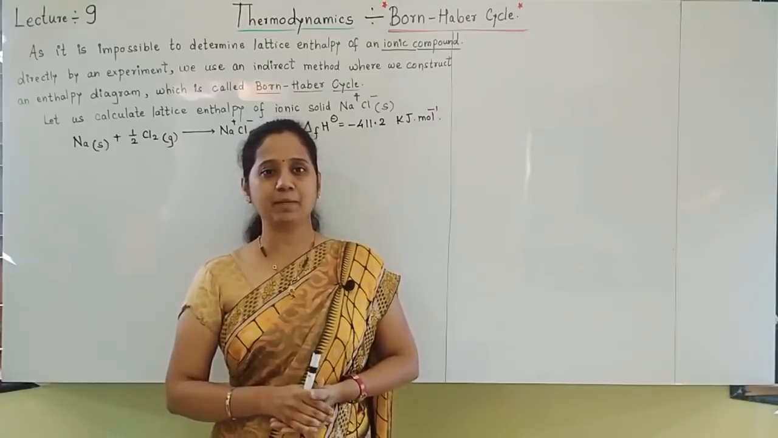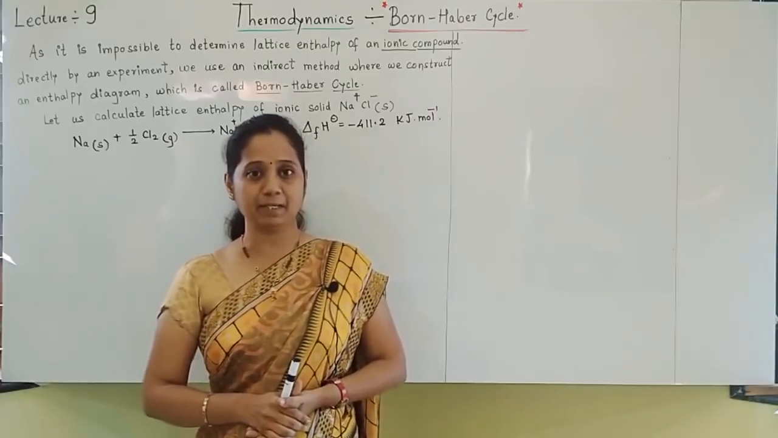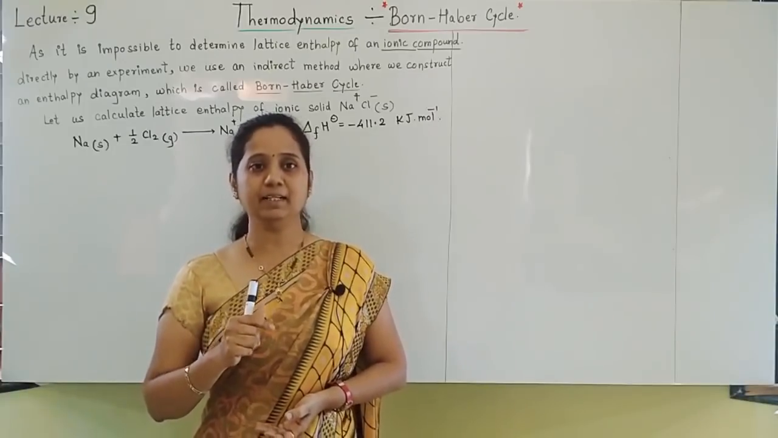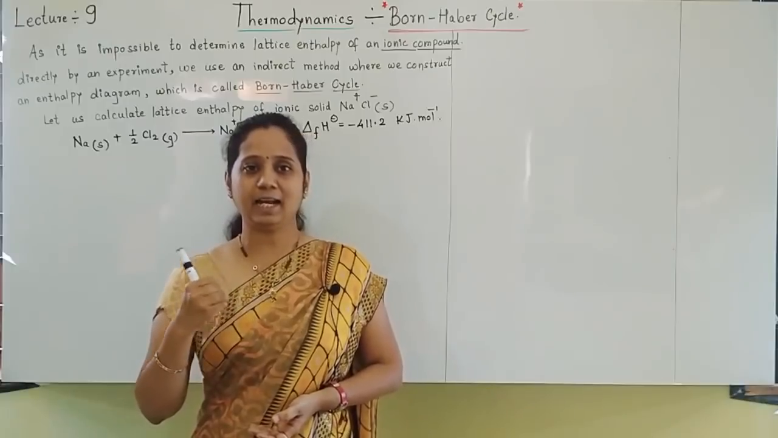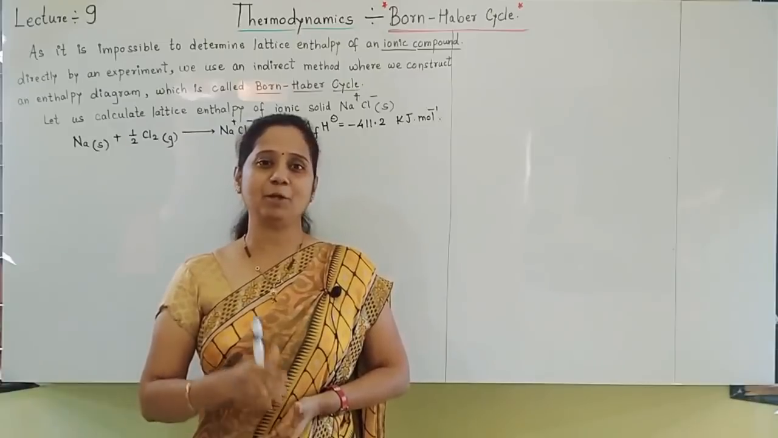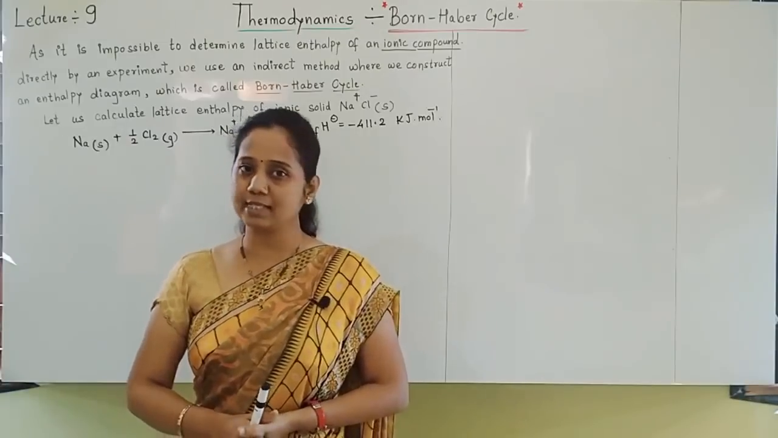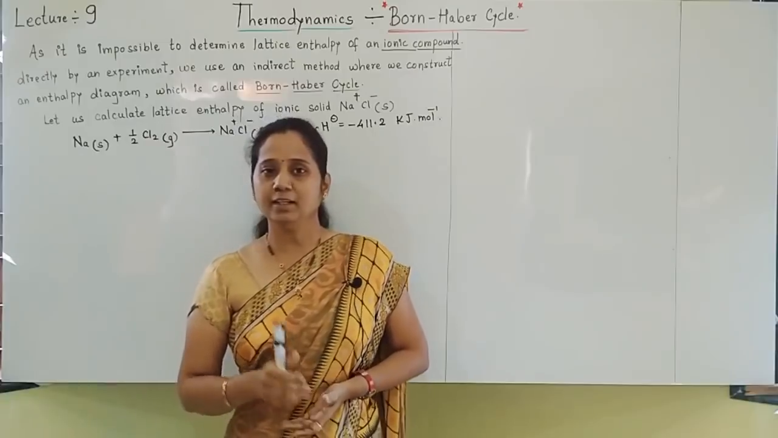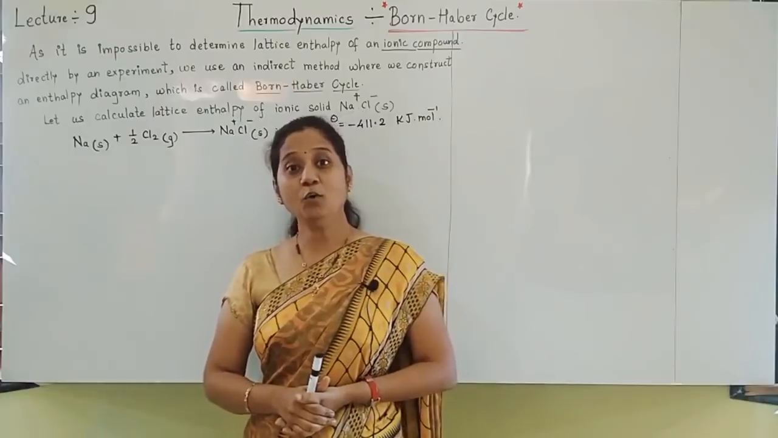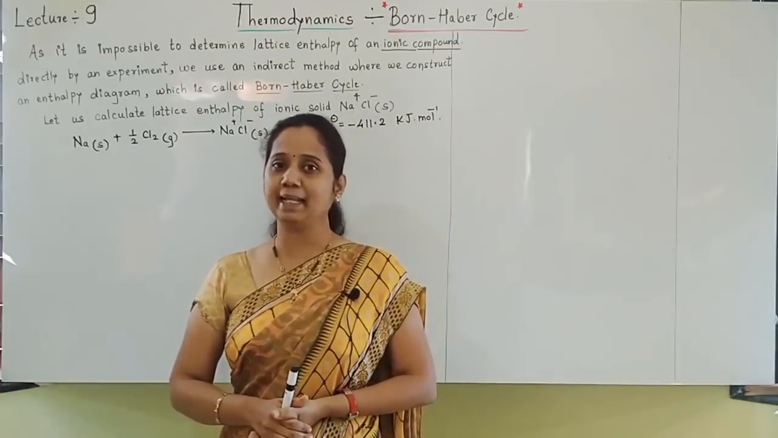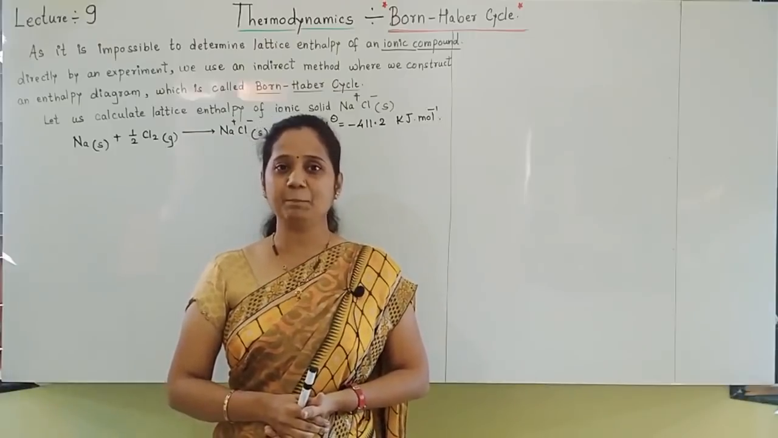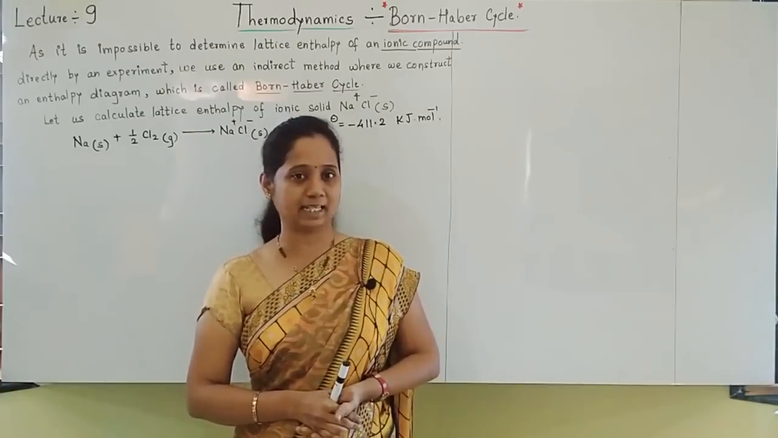Because by direct experiment we cannot calculate lattice enthalpy, an indirect method is used. In this indirect method, a diagram is drawn and various steps are written, and then the lattice enthalpy of that particular ionic compound is calculated. Here we will understand how the Born-Haber cycle calculates lattice enthalpy by taking the ionic compound NaCl. NaCl is made up of ions Na plus and Cl minus, so it is called an ionic compound.